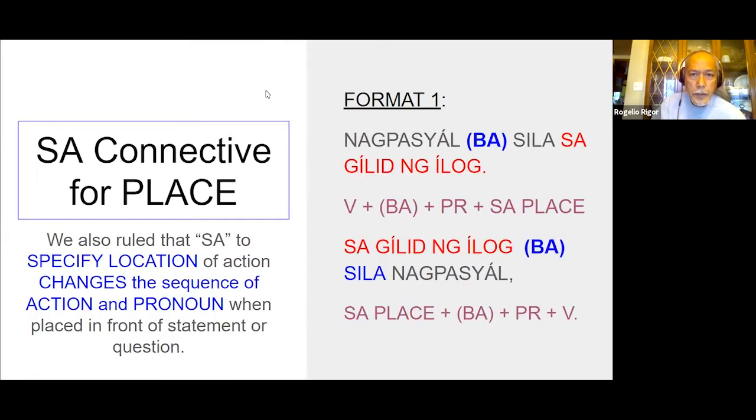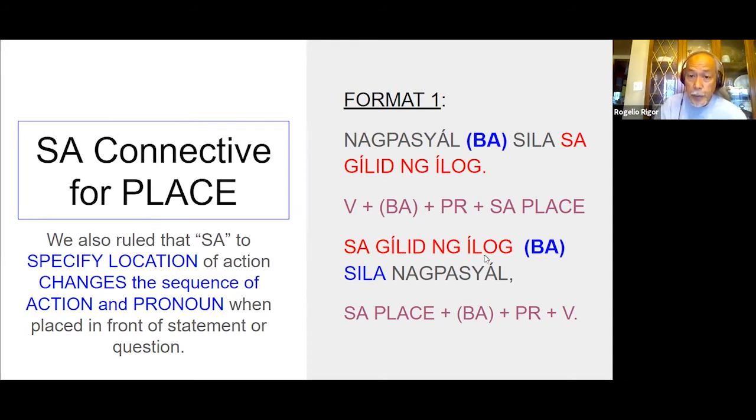Okay, next one. So we said that there is a rule: if we have the location connective and the ba, and we put the place connective at the end, after the action, then the sequence of the action and the pronoun is action first and then pronoun. Nagpasyal ba sila sa gilid ng ilog? All right. You could see that it's the action and then the pronoun.